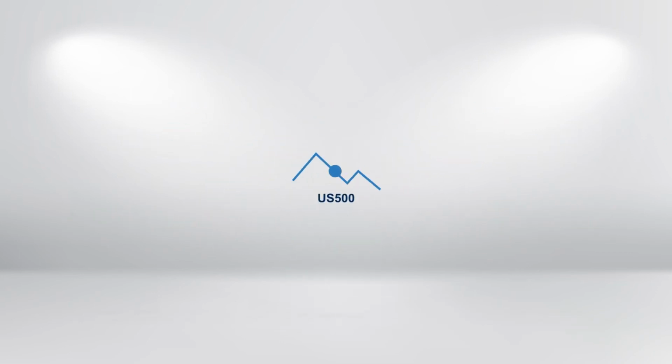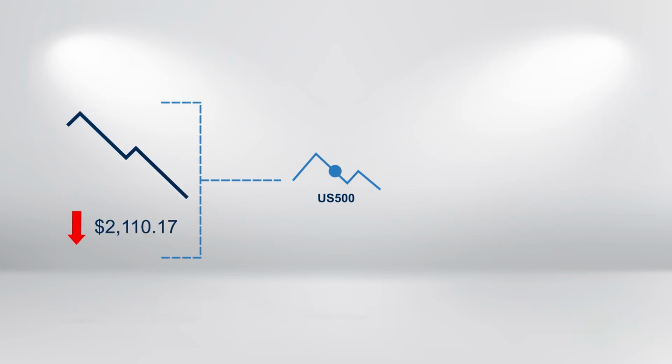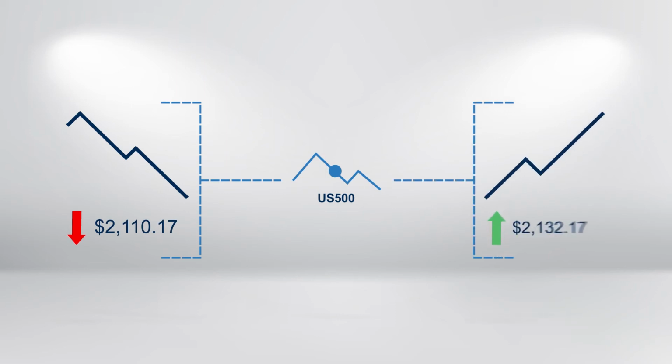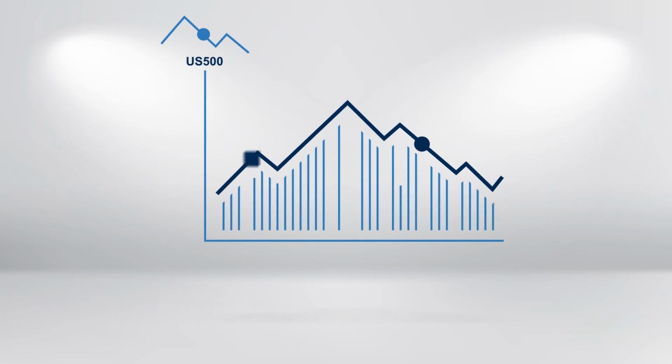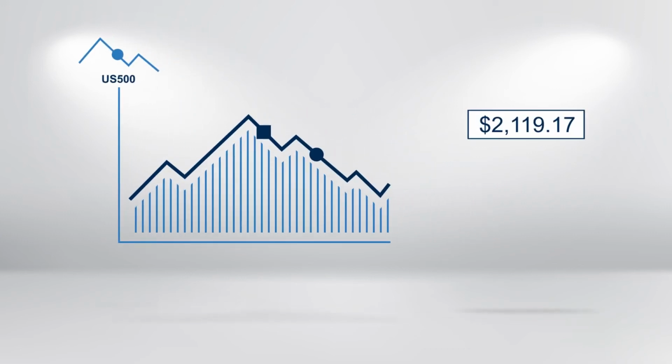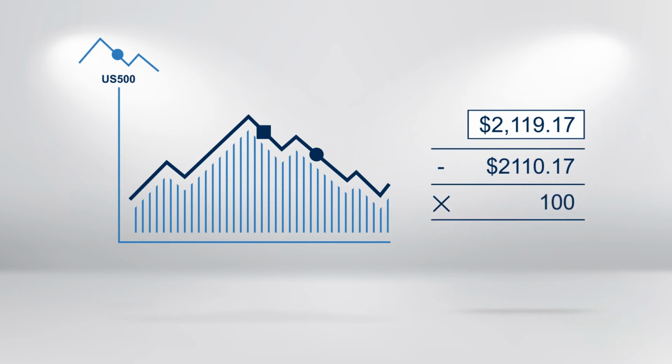Let's look at two scenarios. One where the price of the index falls to 2,110.17 and one where the index rises to 2,132.17. A fall in the price of the index to 2,110.17 will create a profit of $900 for this short trade, if it is squared at this price. That's 2,119.17 minus 2,110.17 times 100, which equals 900.